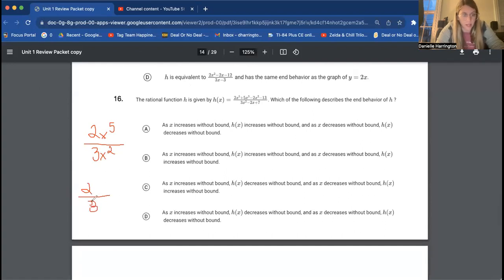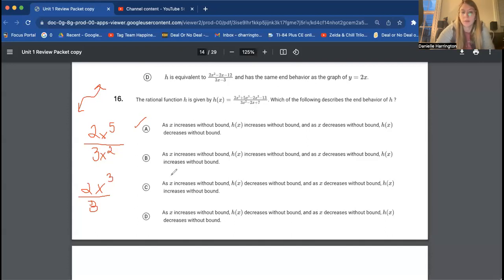That's not a 3, but that kind of is x to the third. It is a positive coefficient because it's 2/3. And it is an odd function. So I know that left to right, it's going to look something like that. Well, now let's pick one of these that has a description that matches that. As x increases without bound, h of x increases without bound. That's true. As x decreases without bound, h of x decreases without bound. Maybe. Yeah. I like that one.